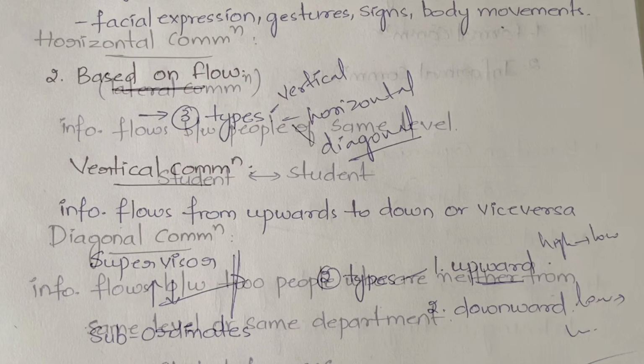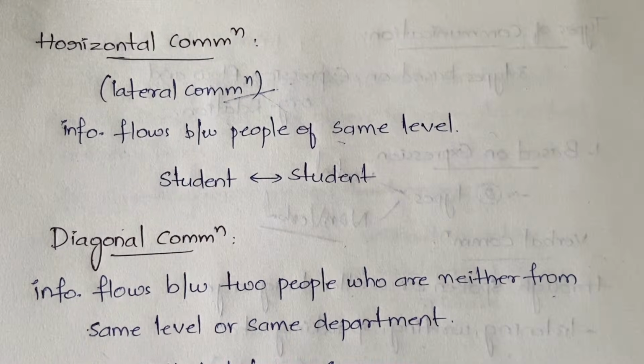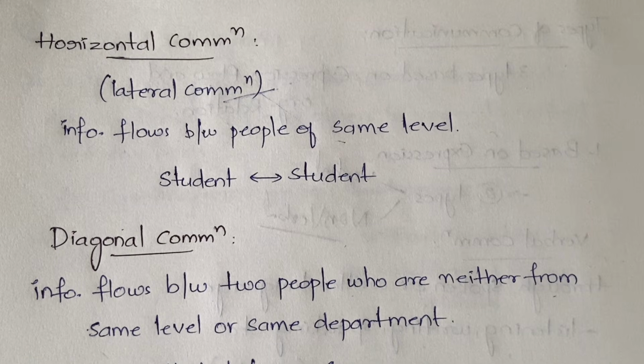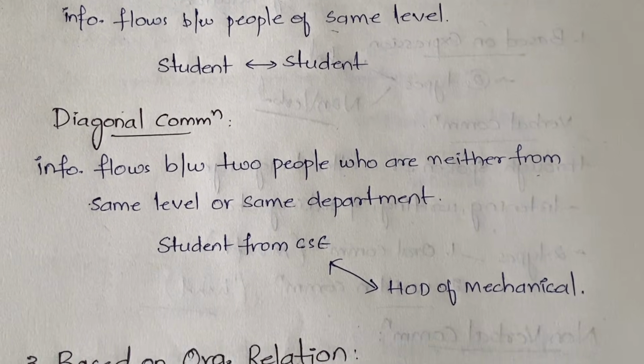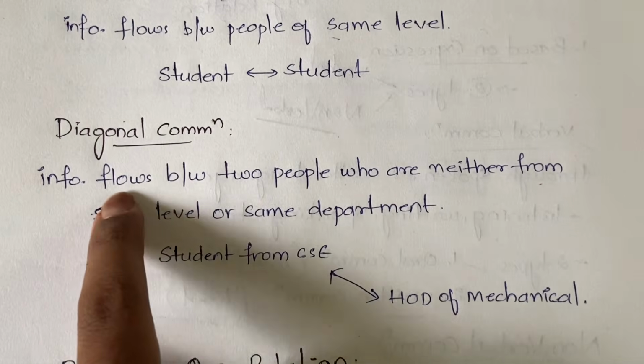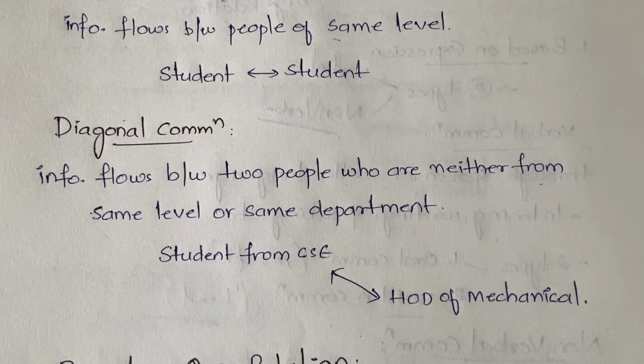Now let us see horizontal. It is also called lateral communication. It flows between two people of same level. In vertical, what we have seen, two people of different level. Here same level, that is from student to student, or principal to principal, HOD to HOD, or manager to manager, like that. Two people of same level, information will be passed.